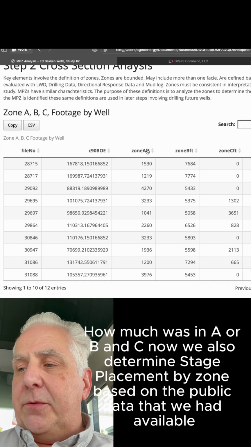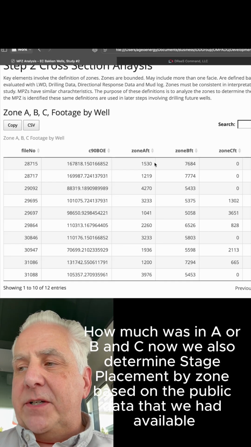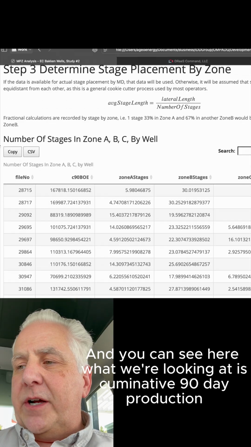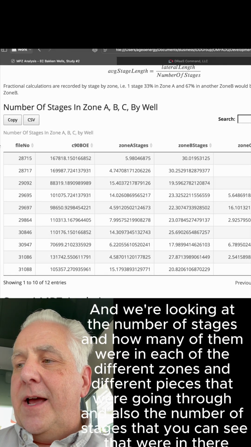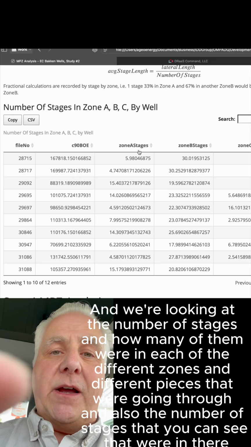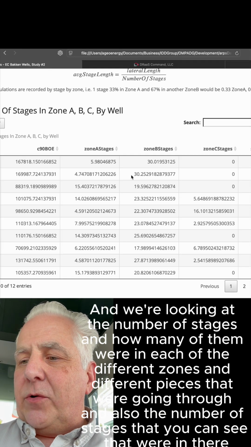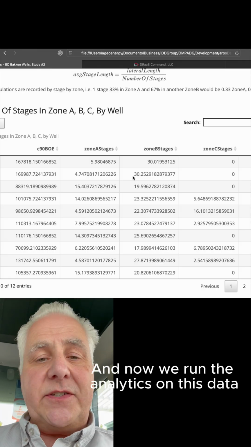Now, we also determined stage placement by zone based on the public data that we had available, and you can see here what we're looking at is cumulative 90-day production, and we're looking at the number of stages and how many of them were in each of the different zones and different pieces that we're going through, and also the number of stages that you can see that were in there. And now we run the analytics on this data.